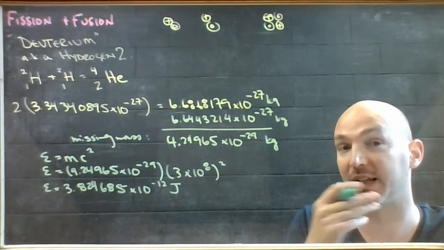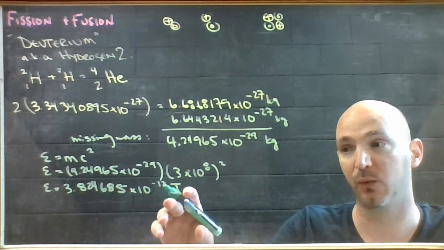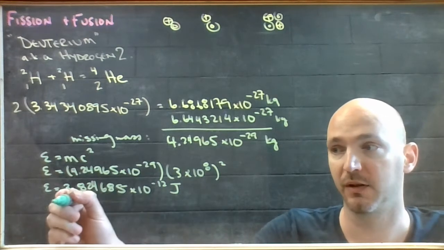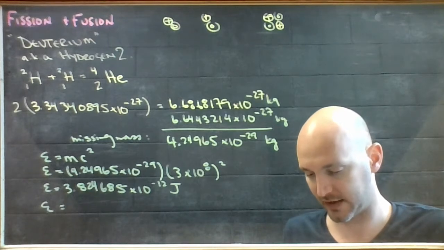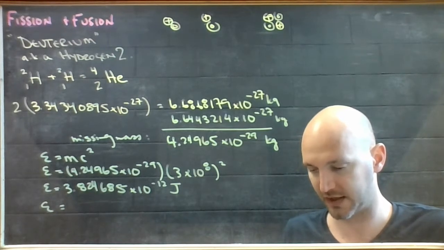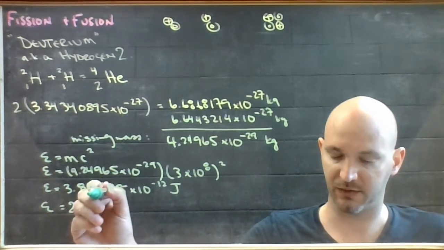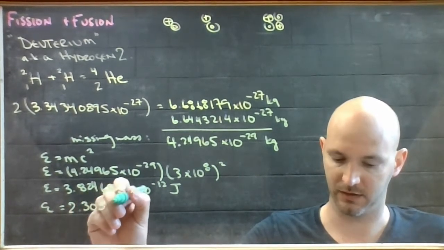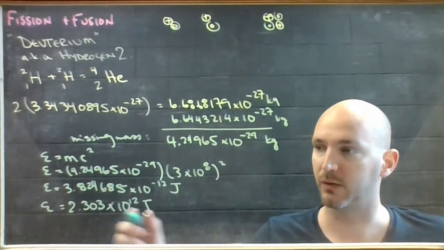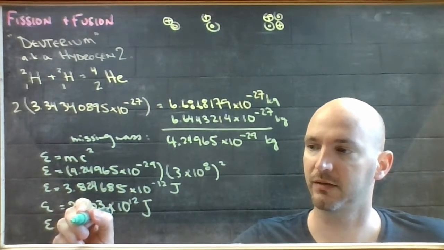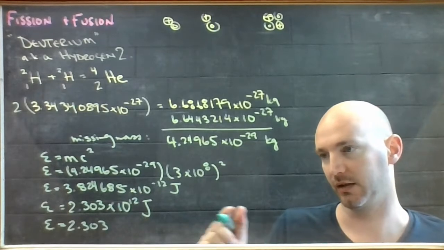Okay? But again, from chemistry, we don't do things per fusion. We do them per mole. So I'm going to take this number here and multiply it by Avogadro's number, so that's times 6.022 times 10 to the 23. And I get 2.303 times 10 to the 12 joules. Okay, so that is 2.303 terajoules.